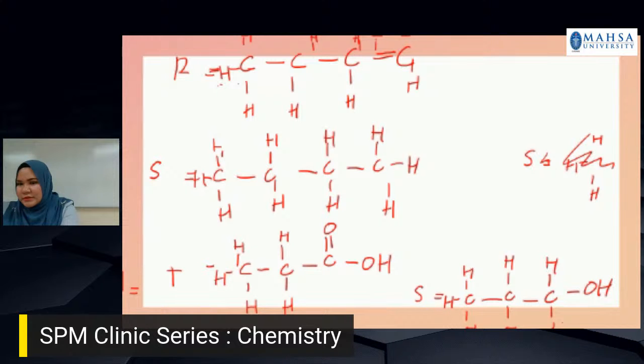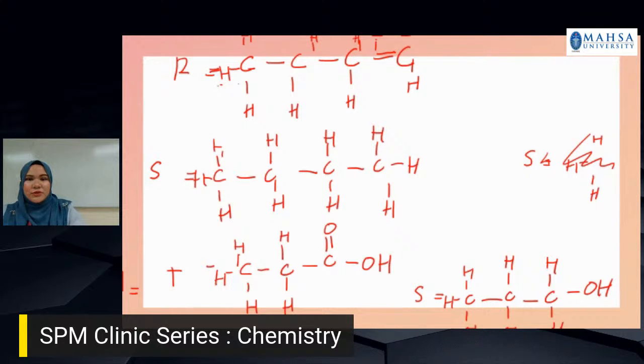CH2OH. So this is the structure for S. Okay, and then when you go back to the question again, the information given, you need to do some double check. Is your structure correct or not? R has carbon equal to 4, only contains hydrogen and carbon, and decolorizes bromine water. So decolorize means that it will be a double bond.